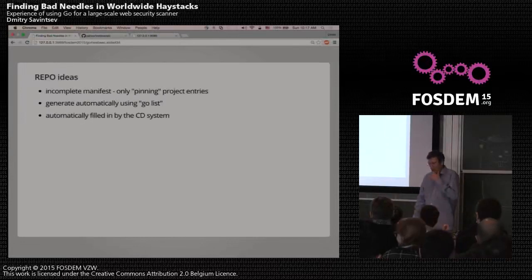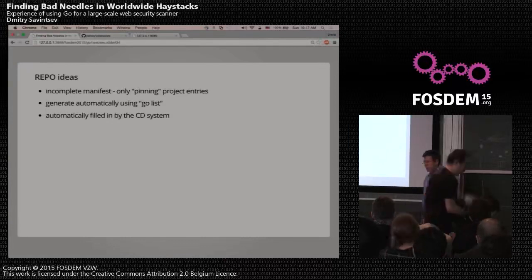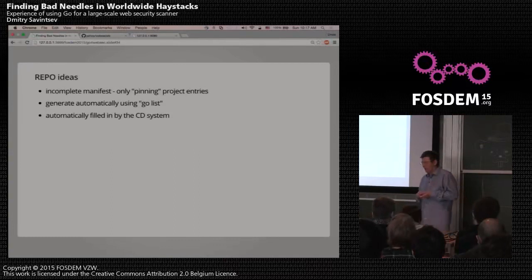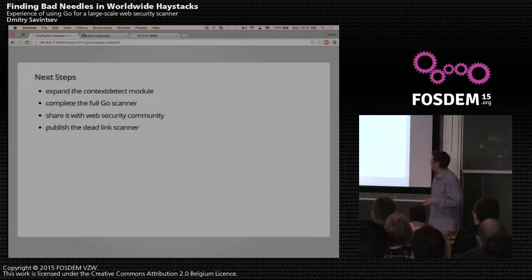Now we are thinking about it. I like default.xml because then I don't have to invent a custom format, and it's something that some developers know already. We're thinking about maybe generating it automatically with go list, so that you can change only the versions, put the revision if you want to pin certain libraries, and it can maybe also be filled in by the CD system automatically.